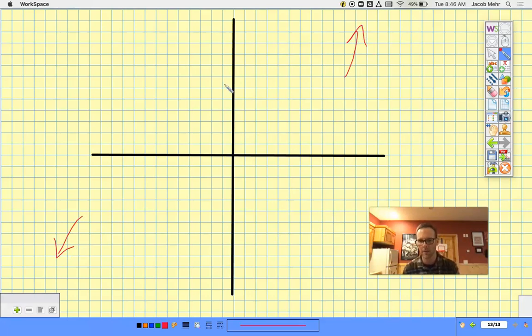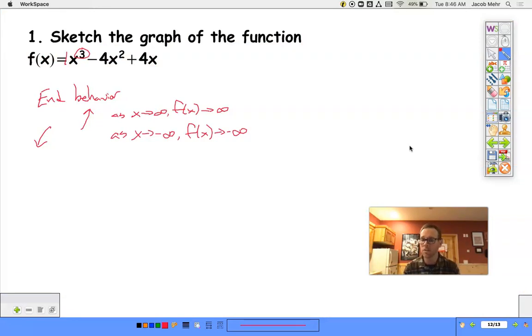Now we've got to figure out what's going on in the middle, and then we'll sketch it all together. And finding the zeros is going to help us with that. So I want to see if I can factor this. Well, I notice there's an x in everything. Remember, first step is factoring out the GCF. So let's factor out an x. And we have x squared minus 4x plus 4.